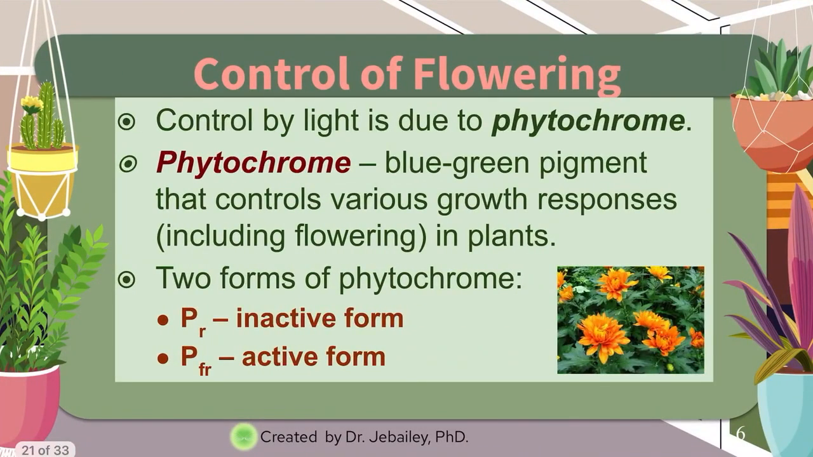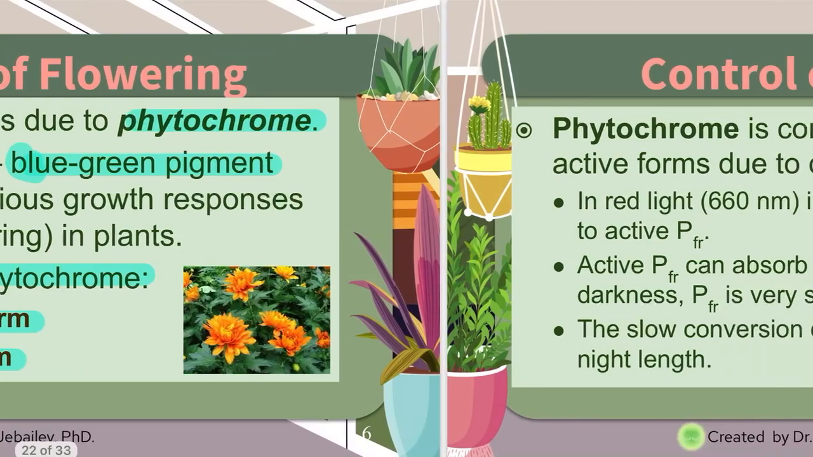So how does the mechanism of flowering actually work? It all starts with phytochromes. What are phytochromes? Phytochromes are blue-green pigments, and they are the ones that control the flowering of plants, okay? So you have to remember that they are blue-green pigments. Now, there are 2 types of phytochromes. There is the inactive form, which we call PR, and the active form, which is PFR. So once again, phytochromes are pigments that control flowering, PR being the inactive form and PFR being the active form.